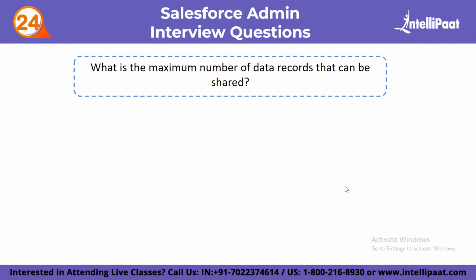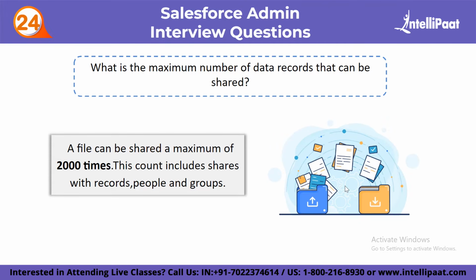The next question is what is the maximum number of data records that can be shared? And the answer is a file can be shared a maximum of 2000 times. This count includes shares with records, people and groups. I hope you got the answer to this question. Now let's move forward and discuss the next question.